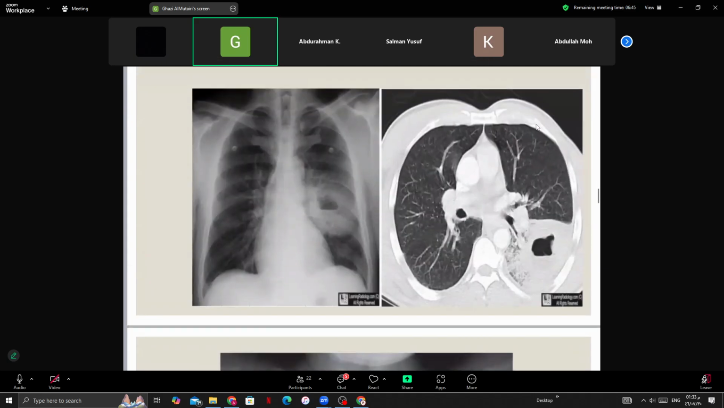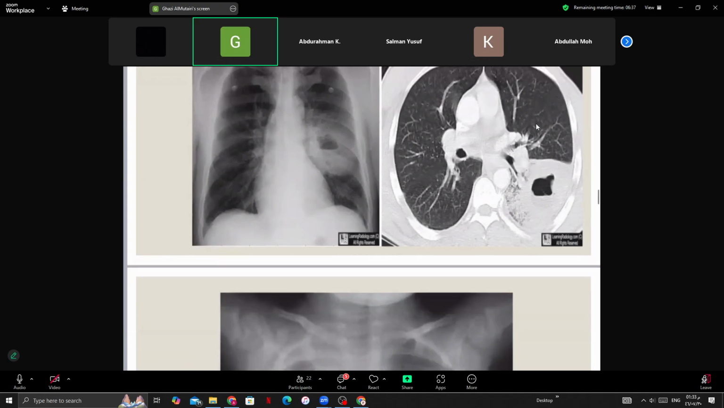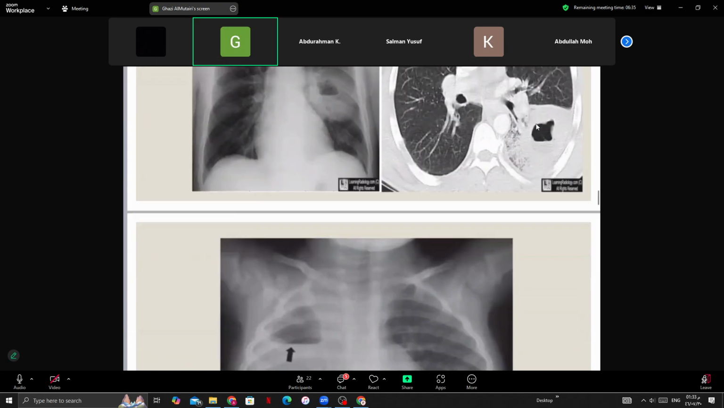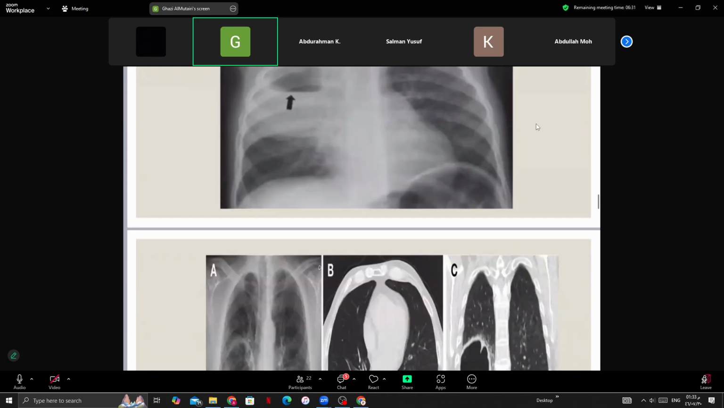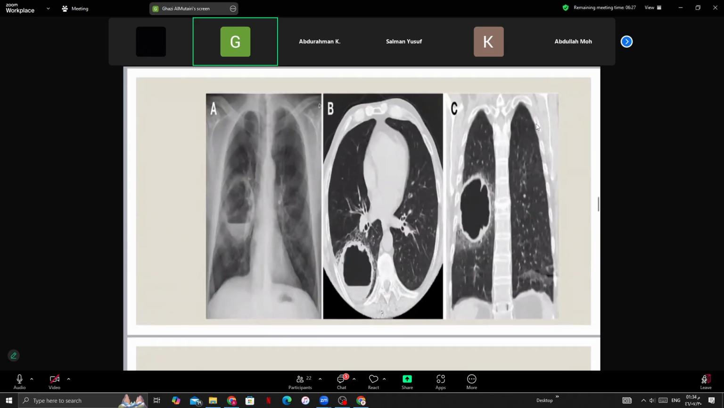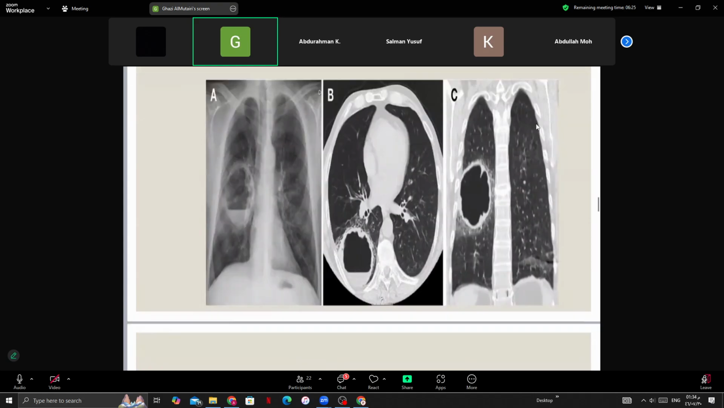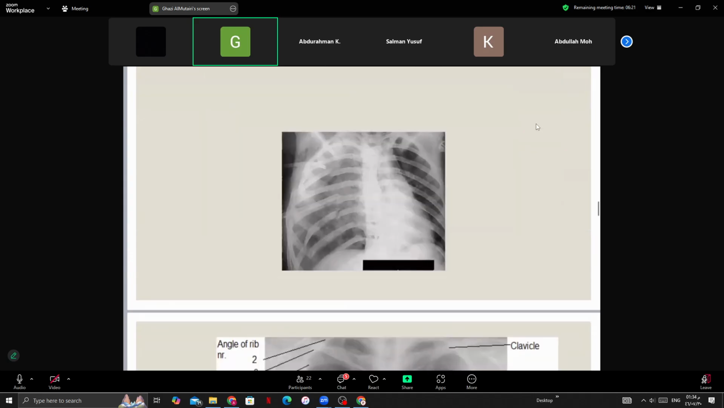طيب هنا ممكن تشوفون right or left lung air fluid level, and by the CT you can see the cavitary lesions inside the consolidated lung. And again, air fluid level, if you do the CT you will see the cavitary lesions. So this indicates either TB or lung abscesses, mainly Staph aureus.